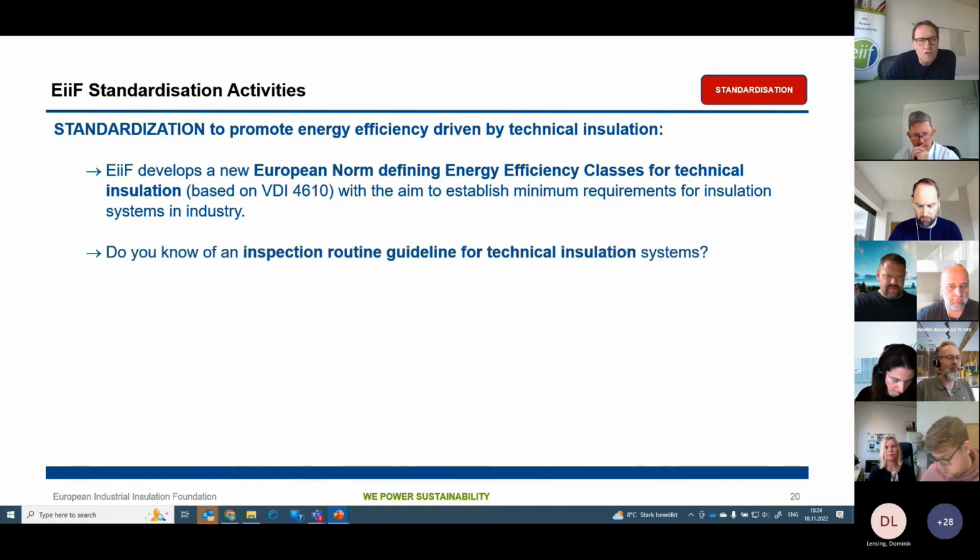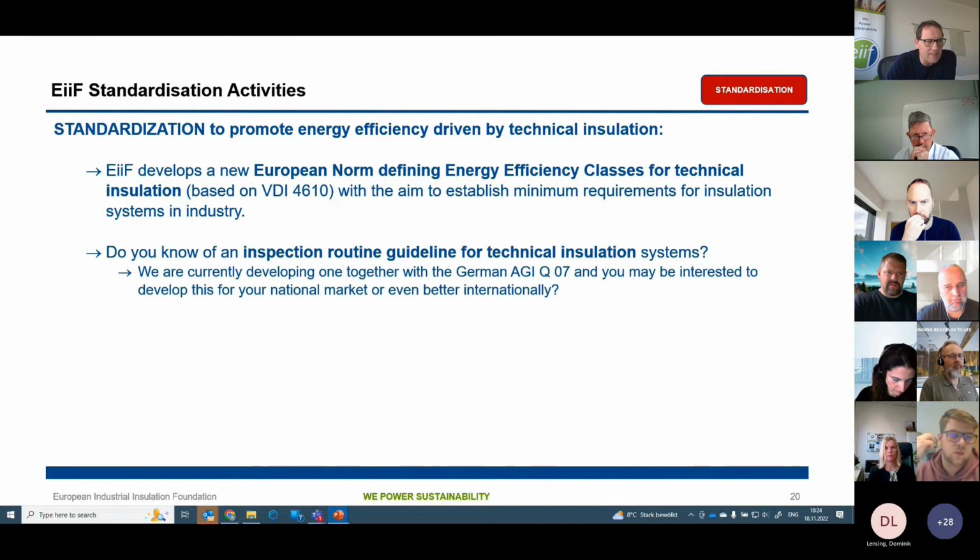Second important, do you know of any inspection routine guideline for technical insulation systems? We were asked by BASF, and nothing like this exists. So now with the German chemical sector and the AGI, we developed the AGI Q07. And also here, it will be developed first on a German level, but the idea is, of course, to make this available for all your markets and in the best case, even internationally.